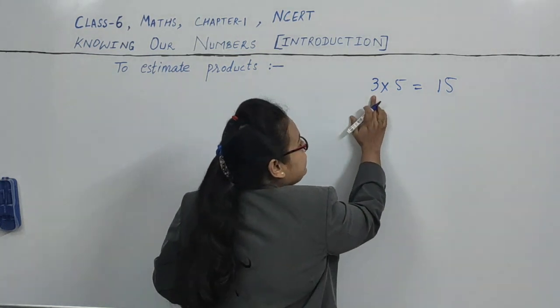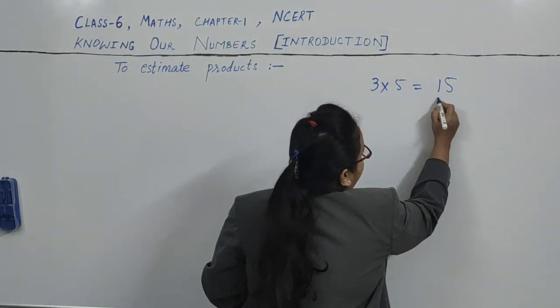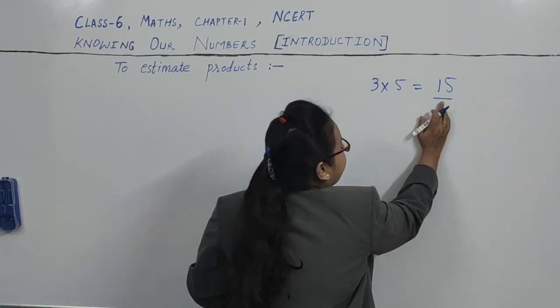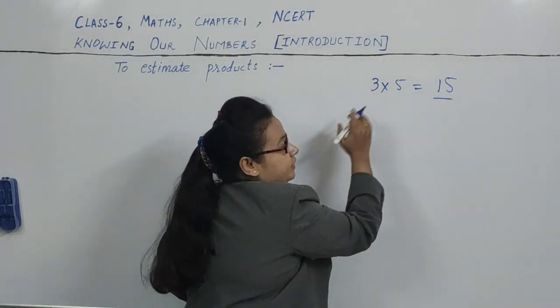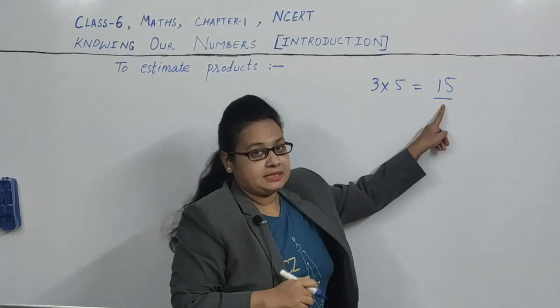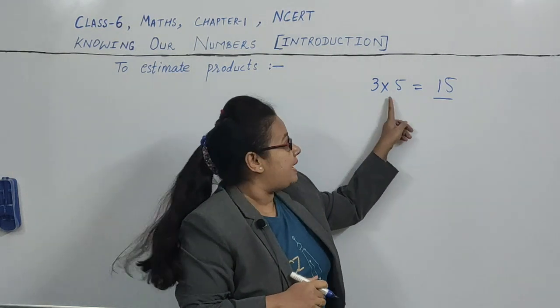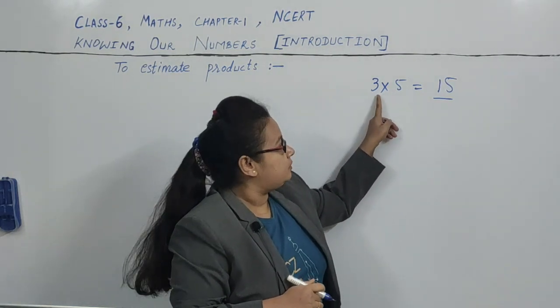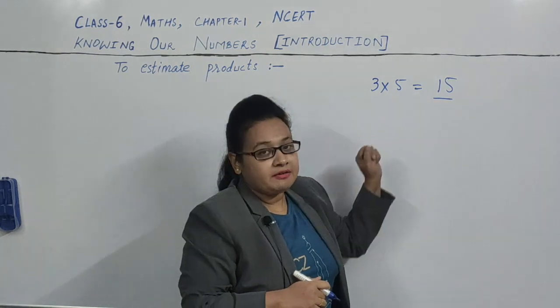See, we are multiplying 3 and 5. The result we get is 15. So 15 is the product of 3 and 5. So the product is the result of multiplication. So the product of 3 and 5 is 15.